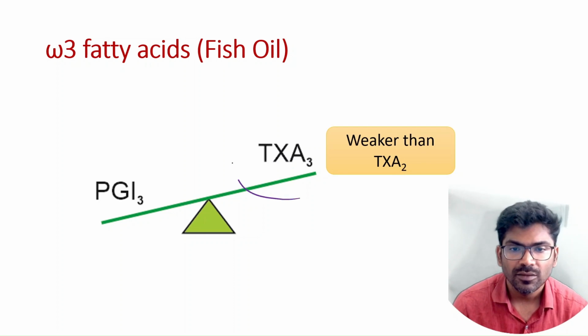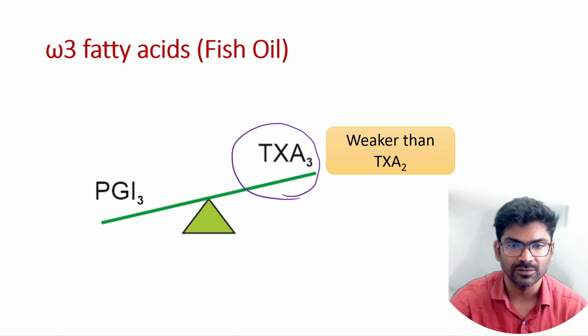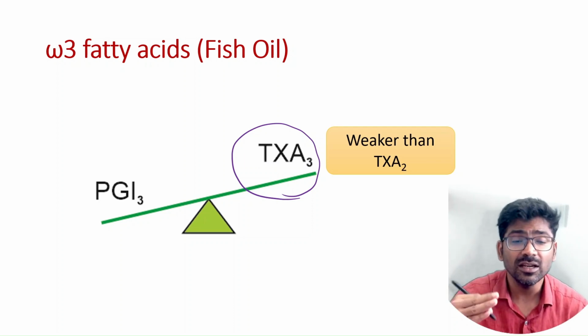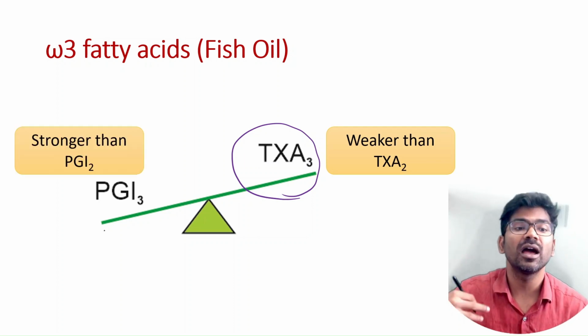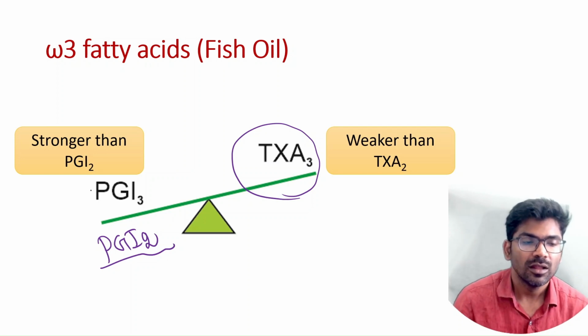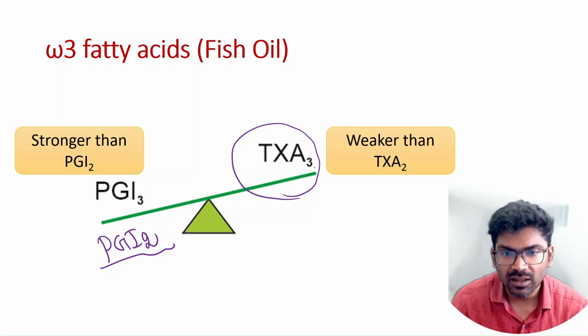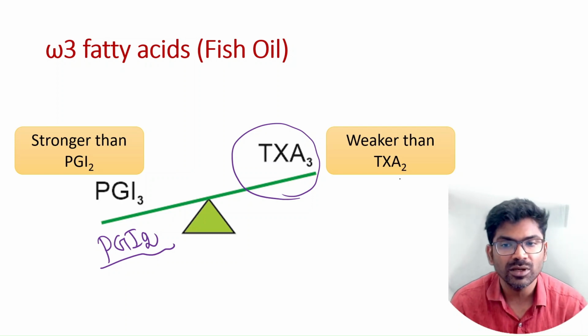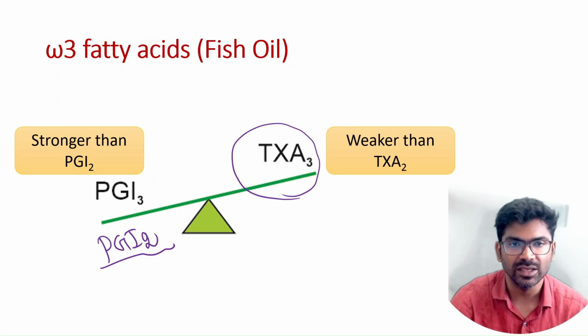So that means thromboxane A3 is a weaker platelet aggregator and a weaker vasoconstrictor. Whereas PGI3 is more potent compared to PGI2. So PGI3 has a more beneficial effect compared to PGI2. Thromboxane A3, as you can see, is weaker than thromboxane A2. That is also good for us. That means less platelet aggregation.